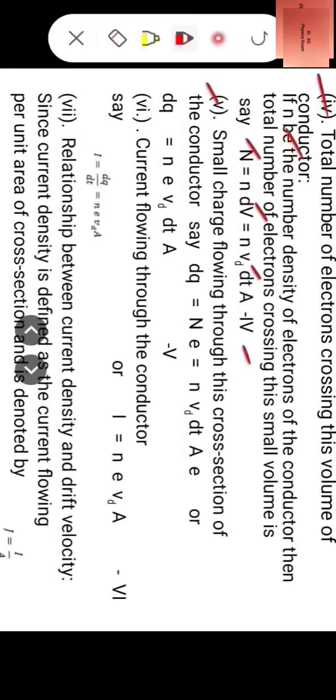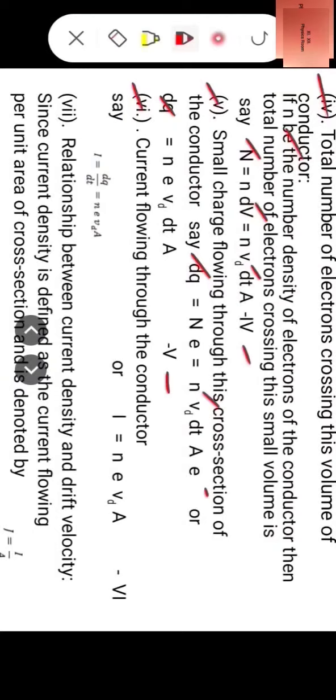Fifth, small charge flowing through this cross section of the conductor, say dq is equal to N into e, or it is equal to small n into Vd into dt into A into e, or dq is equal to small n into e into Vd into dt into A. Let us mark it as equation 5.